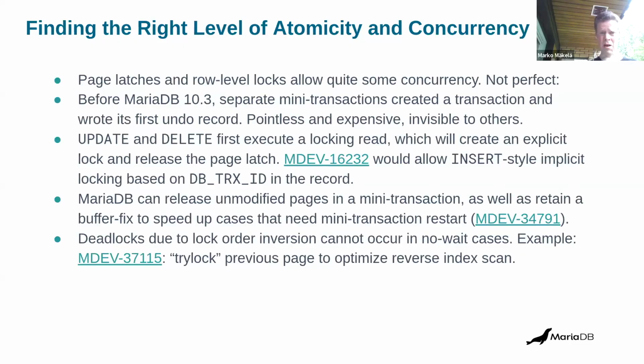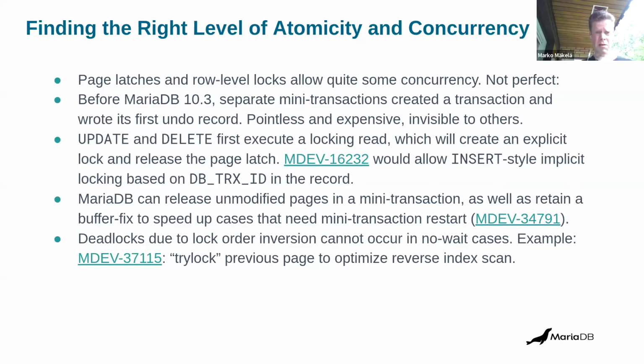There is this problem that update and delete operations will first execute a locking read in the storage engine API. And this locking read will create an explicit lock object and release the page latch. If we had some way to retain the page latch and execute the update or delete directly on that page, then we could avoid creating the explicit lock, and we could just rely on implicit locking, meaning that if the transaction ID in the record belongs to an active transaction, then others know that, okay, this record was updated or deleted by another transaction, and that's it.